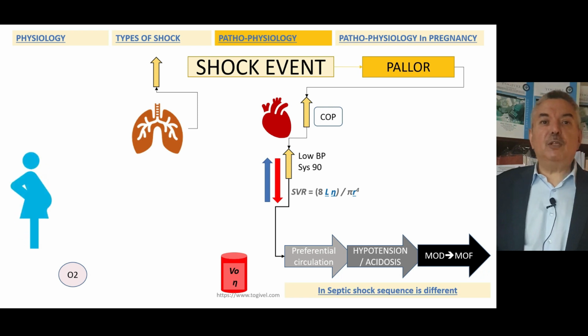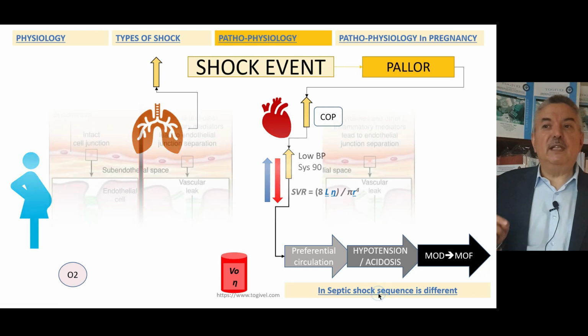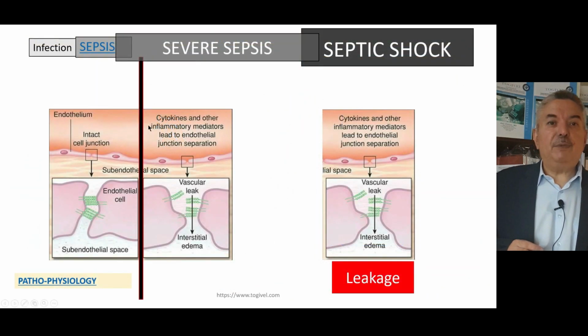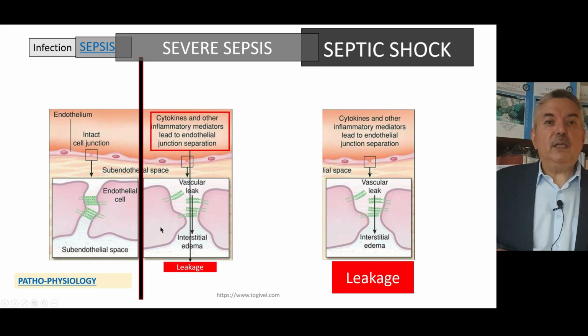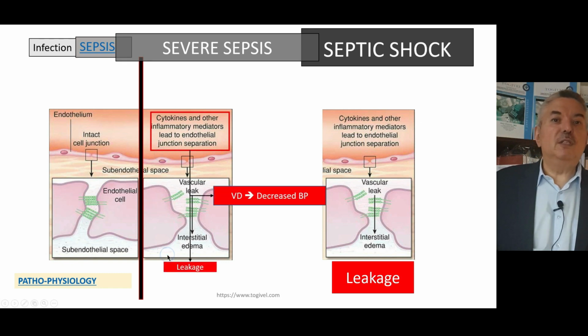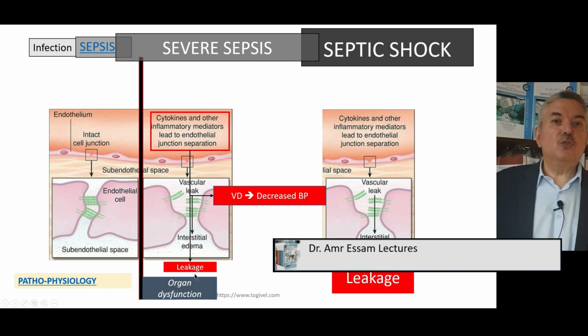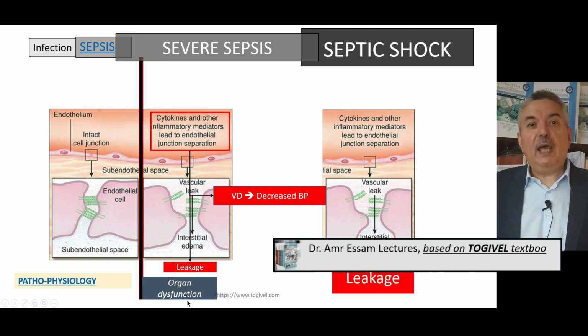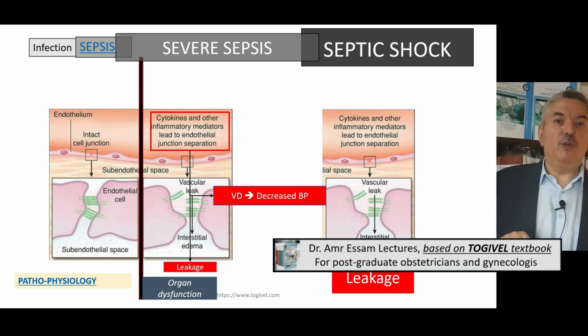However, in septic shock, the sequence of events is a little bit different, because in septic shock, the first thing which happens is edema, which is leakage of fluid. And leakage of fluid outside leads to organ dysfunction. And the vasodilatation by the cytokines will lead to early hypotension. So organ dysfunction, which occurs very late in a shock state, in septic shock it occurs early.